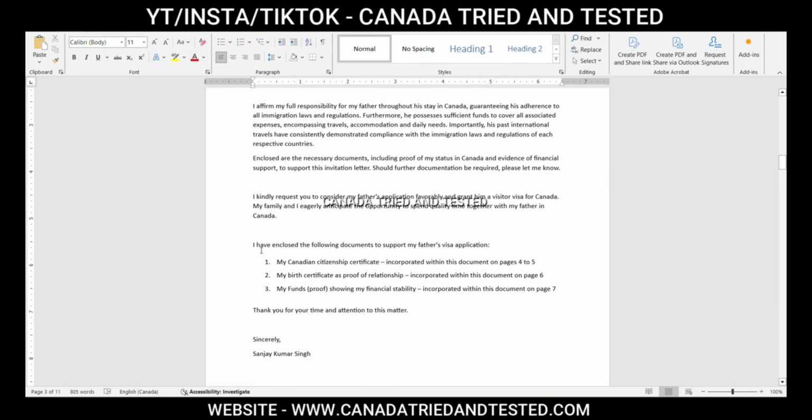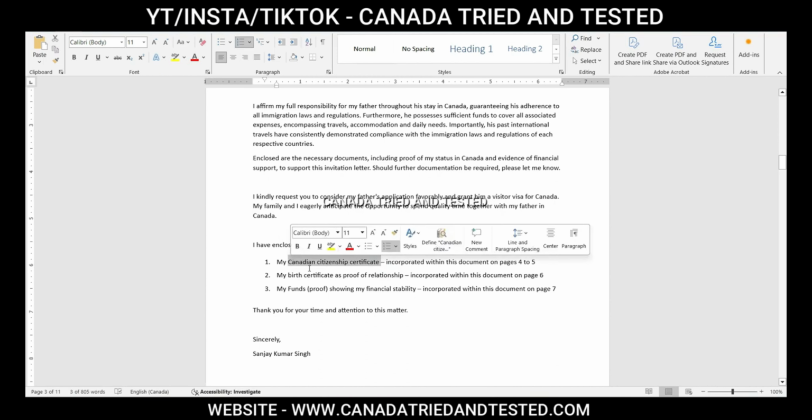And then the enclosures to support the document for the visa application: Canadian Citizenship Certificate. So here it will be your work permit, PR or Canadian certificate, and mention the page numbers. Birth certificate, again it was mentioned by the father also, and my proof of fund. Here the proof of fund of the person who is in Canada. Thank you for your time and attention to this matter. Sincerely, yours. So this part is done. So far 3 pages have been covered.